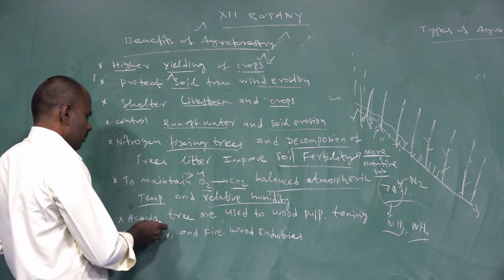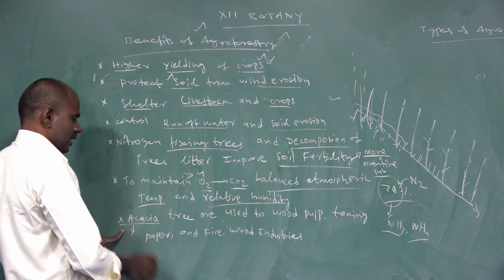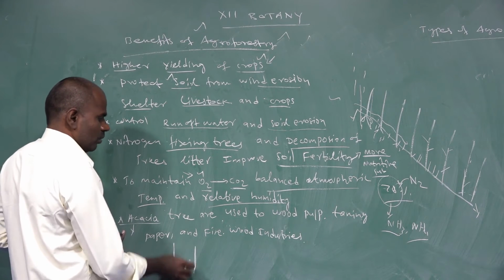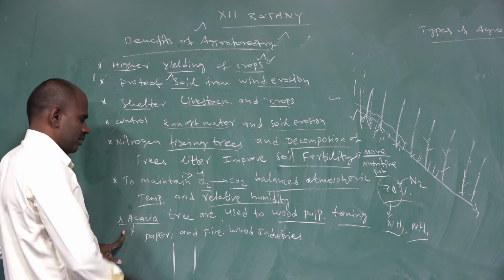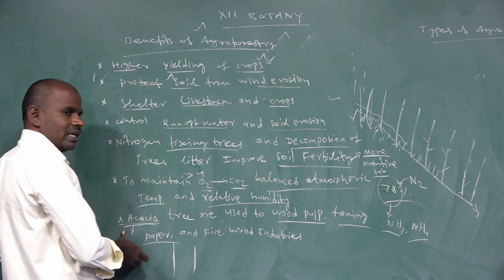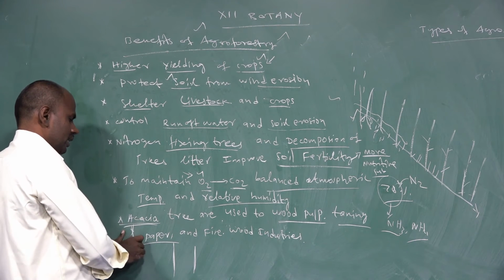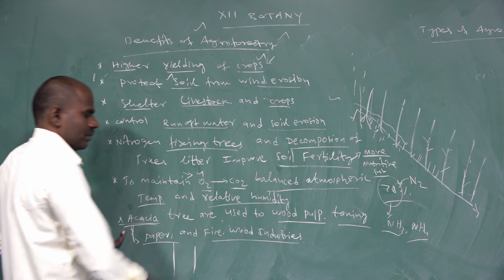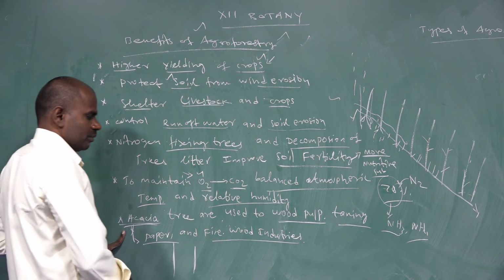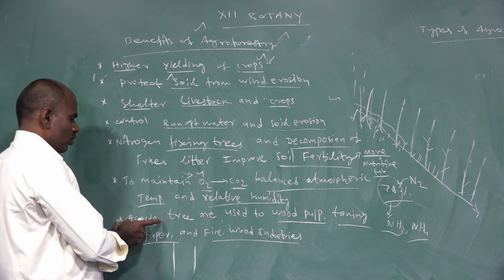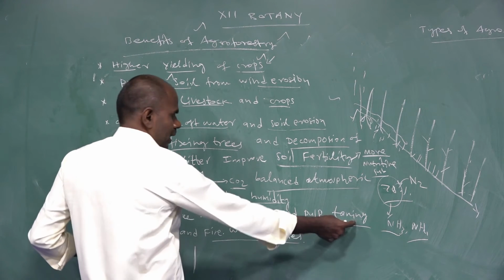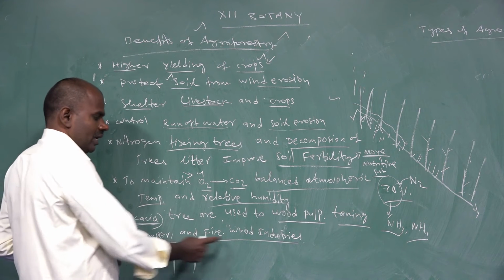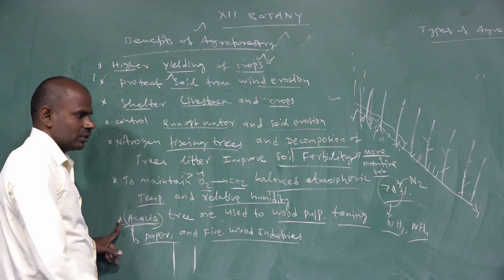And next, some types of plants like acacia. These acacia trees are grown, and we use them for wood pulp. Gums and tannins are obtained from acacia trees, paper industries also use acacia trees, and fine wood industries make ornamental furniture from acacia trees. So we cultivate more acacia trees in agroforestry, used for wood pulp, tannins, paper industries, firewood, and ornamental items.